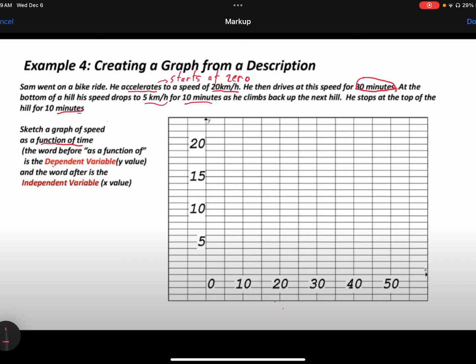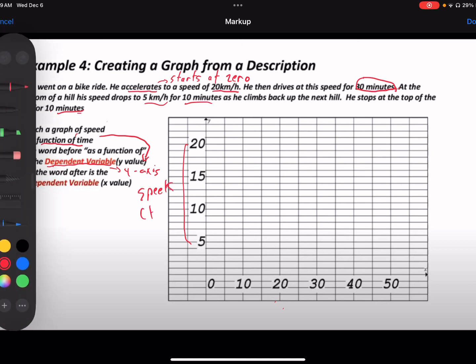When we say "as a function of" this over here, that means it's the dependent variable, which means it's going to be on the y-axis. So what I'm going to do is label this here. This is going to be the speed, and it's going to be, oops, I wrote speak by mistake. Let's just erase that and put speed. And that's in kilometers per hour.